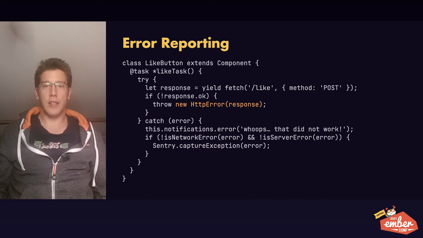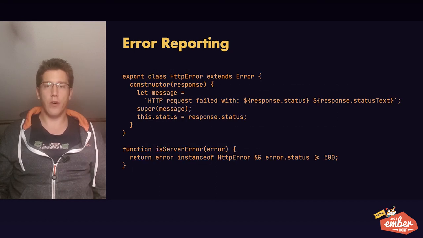For the server-side error case, we will make a small adjustment to our response.ok condition code. Instead of throwing a regular error, we will throw an HTTP error instead. And you may wonder, what is an HTTP error? HTTP error is a custom error class that we can implement ourselves. In this case, the constructor here takes a response object, and it will automatically generate an appropriate error message for that. It also saves the response status as a property on the error object itself. This allows us to implement an isServerError function that checks if the error is an HTTP error and that the status is in the 500 range.